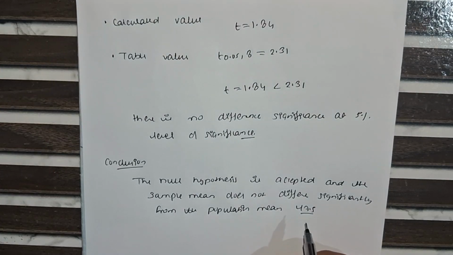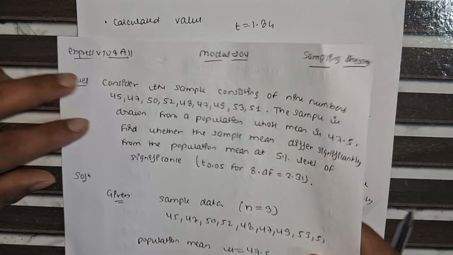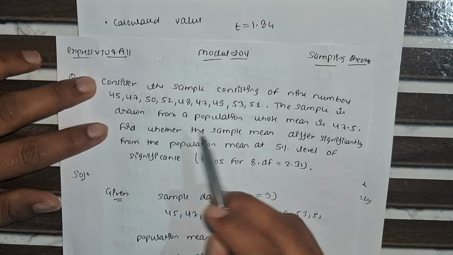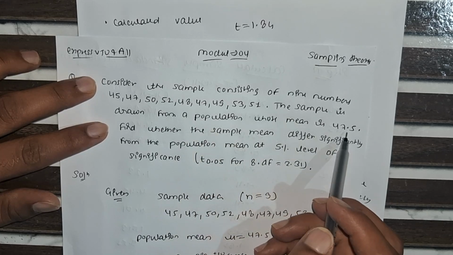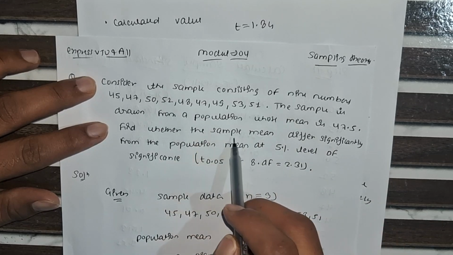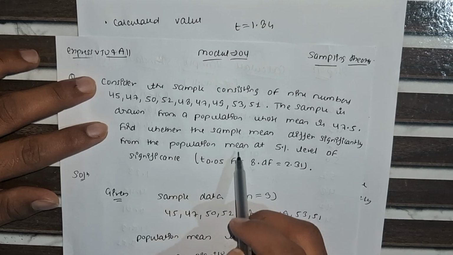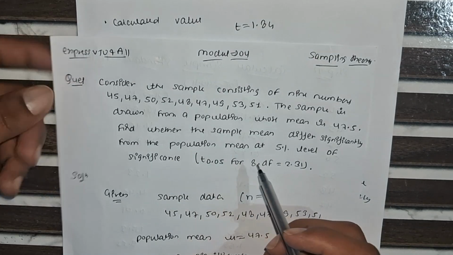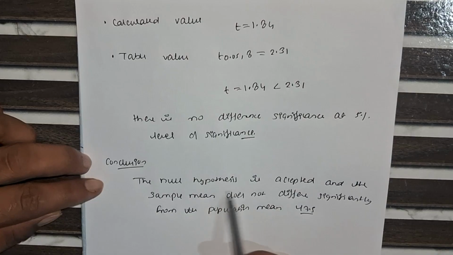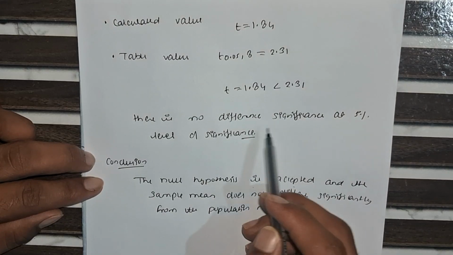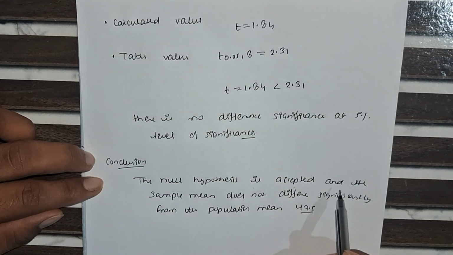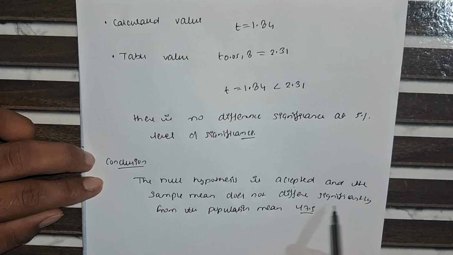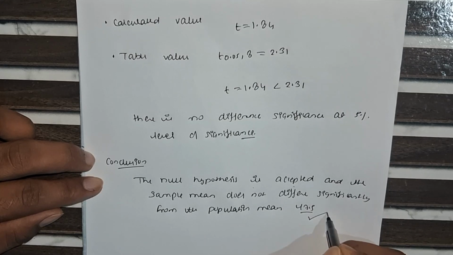I'll show you. In the question, it is asked whether the sample mean, drawn from a population with mean 47.5, differs significantly from the population mean at 5% level of significance. So these are the things we need to find. Here we proved that the null hypothesis is accepted because the t value is less than the table value, and the sample mean does not differ significantly from the population mean, which is 47.5. So this is our final answer.